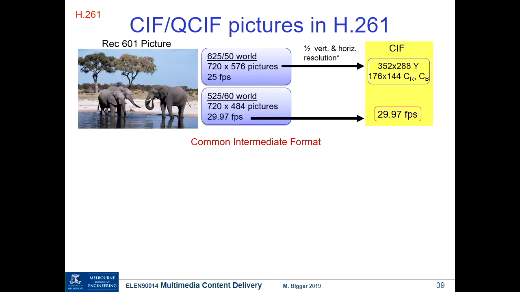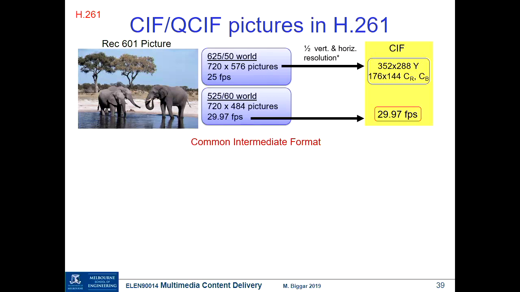So if you came from the 60 hertz world with 720 by 484, you'd have to scale, or you'd have to create a picture with some black around it or something like that to make it look like 352 by 288. But the frame rate was defined as coming from the 30 hertz world, so it's almost 30 hertz. So when that was used, as I described in the other slide, you could skip pictures if you wanted to. Does that make a bit more sense?